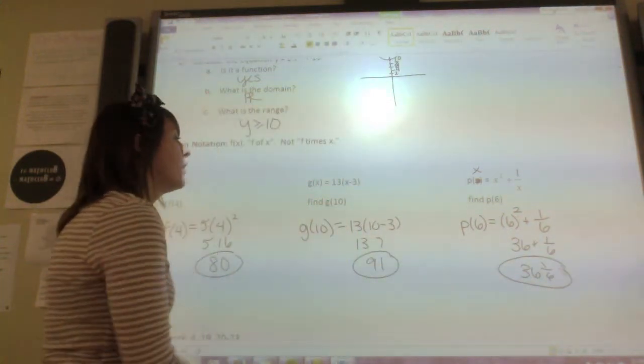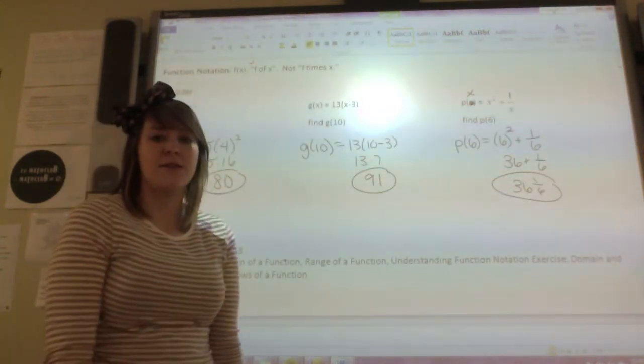All right, that is everything for section 1.